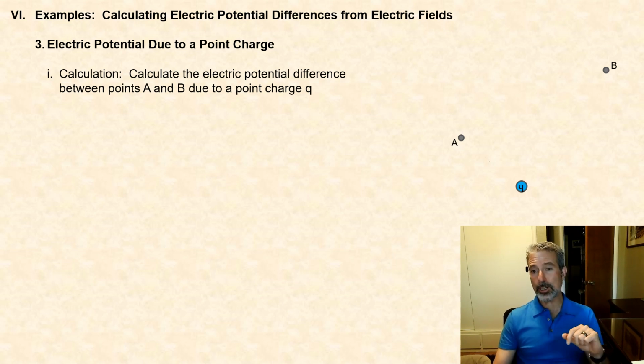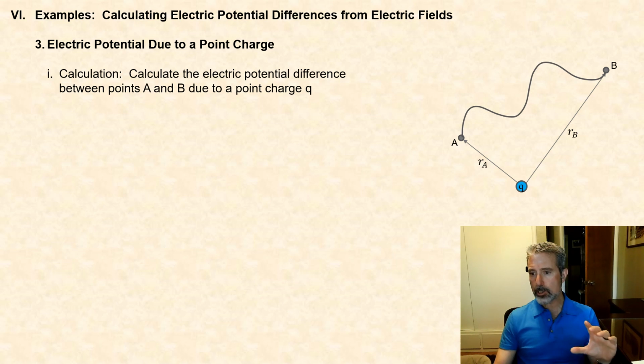That's the definition of electric potential difference. So this first point, point A, we're going to assume is a distance r sub A from our source charge Q. And the second field point, B, is a distance r sub B from our source charge Q. And we're going to look at some arbitrary path connecting these two points.